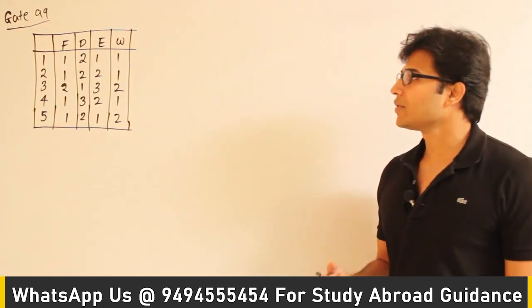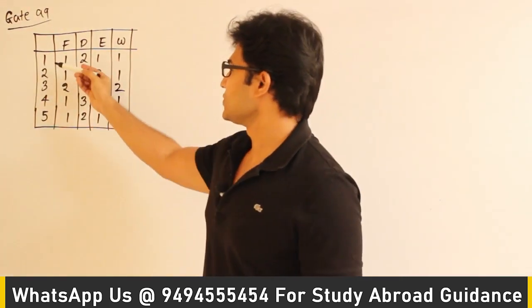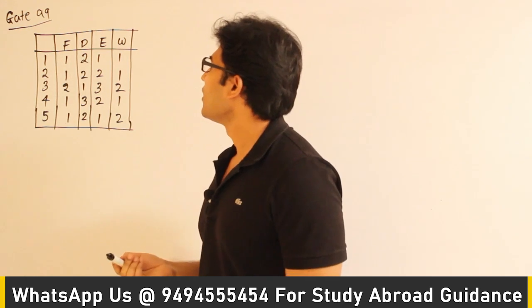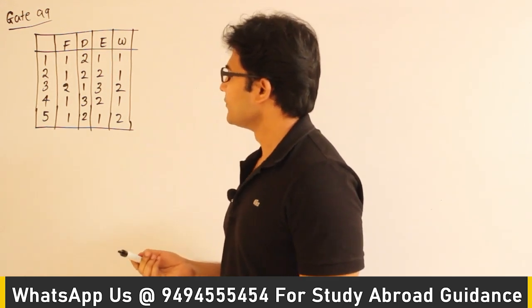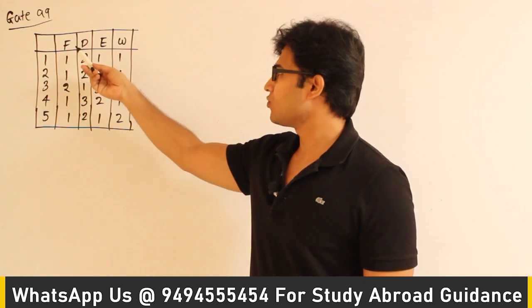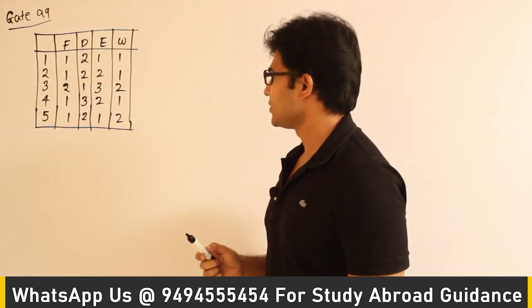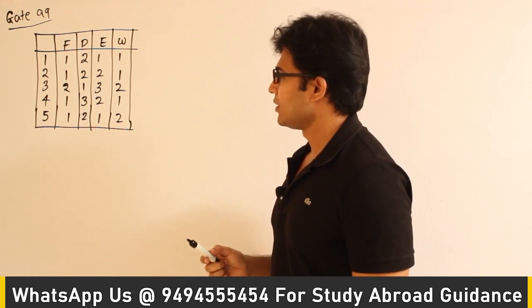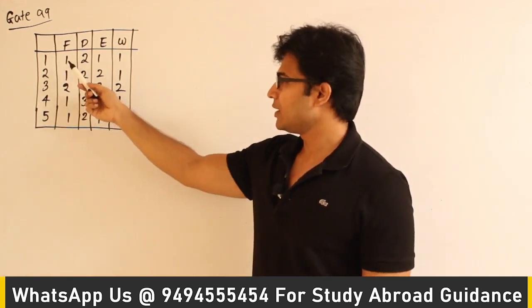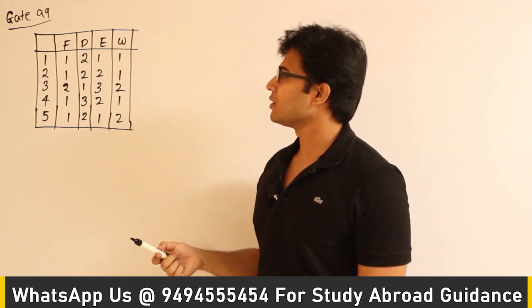Now we are supposed to execute 5 instructions, 1, 2, 3, 4, 5, on a pipelined CPU in which the number of stages is 4: fetch, decode, execute and write back. But in this particular case, all the instructions are taking a different number of cycles.